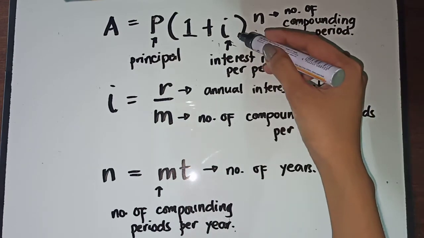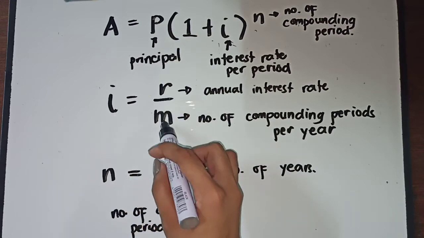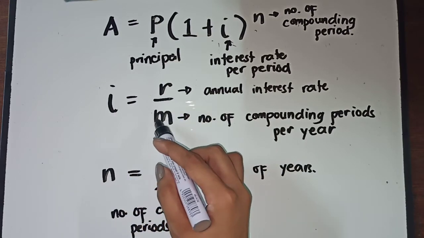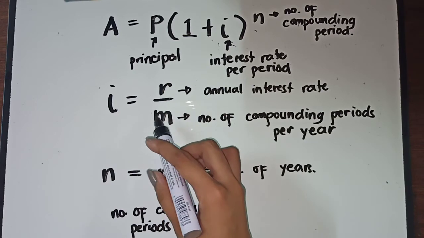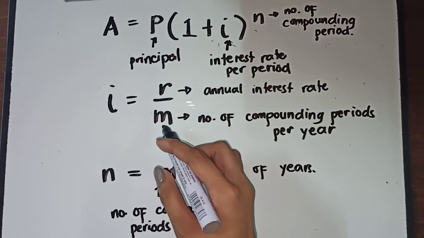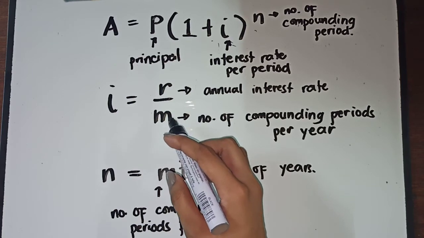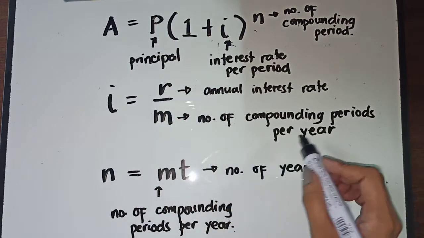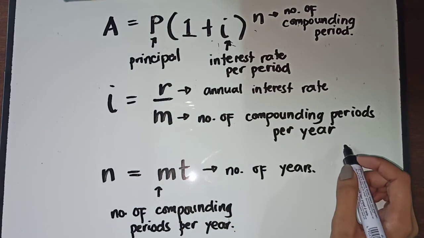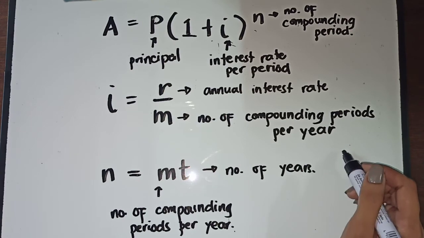Itong I na to is makukuha natin using this formula: I is equal to R over M. Ano ba yung R? Ano ba yung M? R is the annual interest rate, so it should be in decimal form. Kailangan nating i-convert yung percent into decimal. And this M is the number of compounding periods per year.